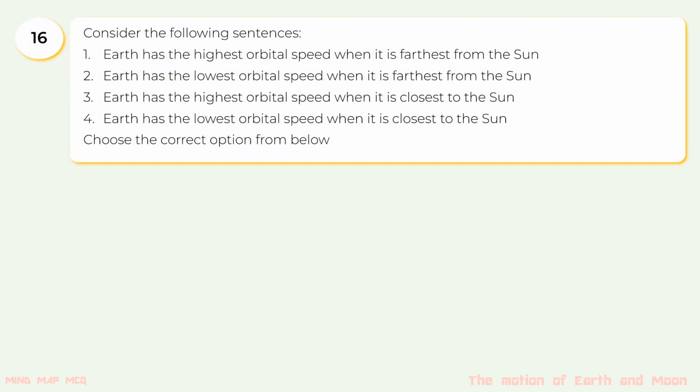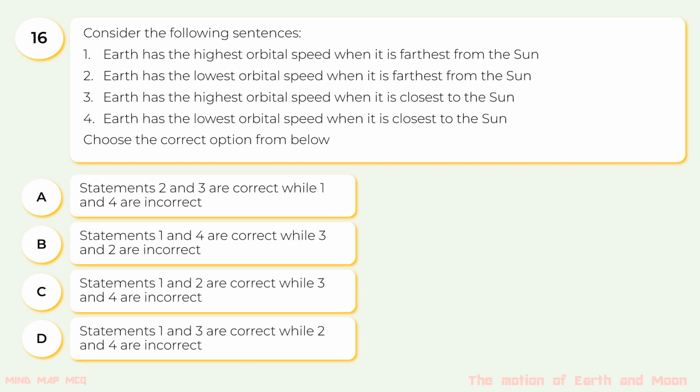Consider the following sentences. 1. Earth has the highest orbital speed when it is farthest from the sun. 2. Earth has the lowest orbital speed when it is farthest from the sun. 3. Earth has the highest orbital speed when it is closest to the Sun. 4. Earth has the lowest orbital speed when it is closest to the Sun. Choose the correct option from below.